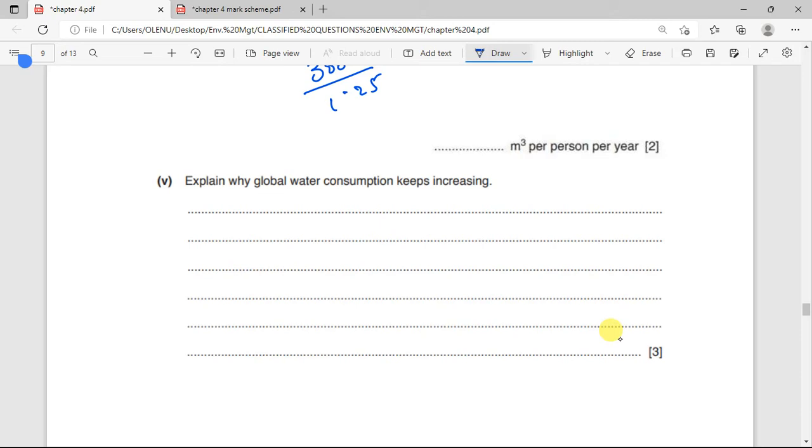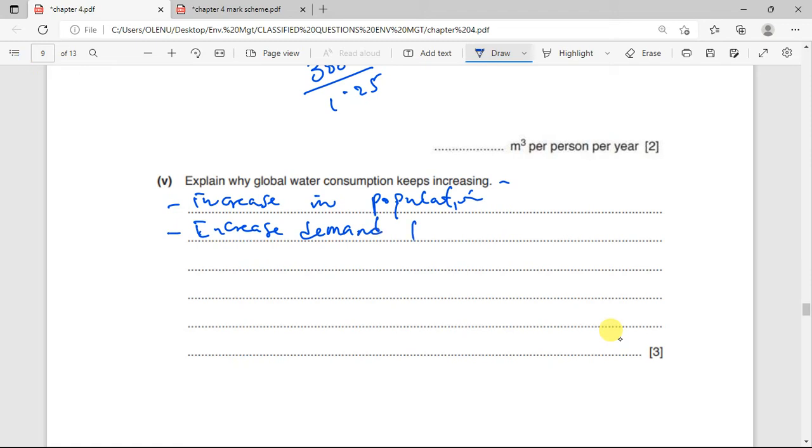Now they say explain why global water consumption keeps increasing. The major reason is there is increase in population. Another reason, because there's increase in population, there is increased demand for food, so water will be used in agriculture. Increased demand for food, so more water for irrigation. Agriculture, you can put irrigation.